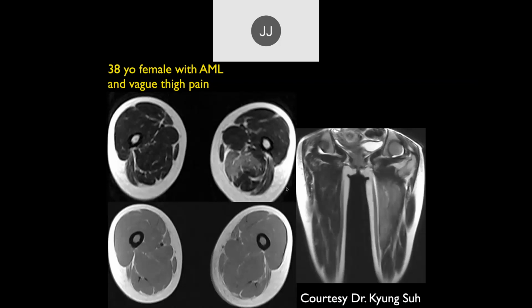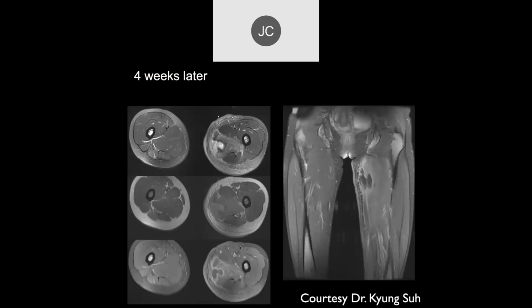All right, so we have a 38-year-old female with AML and vague thigh pain. Looking at the left thigh, it looks like there's a lot of edema in that posterior medial musculature there. Four weeks later, those top images, with contrast? This is with contrast on the right, and down here. These are without. PD fat sat and T1.